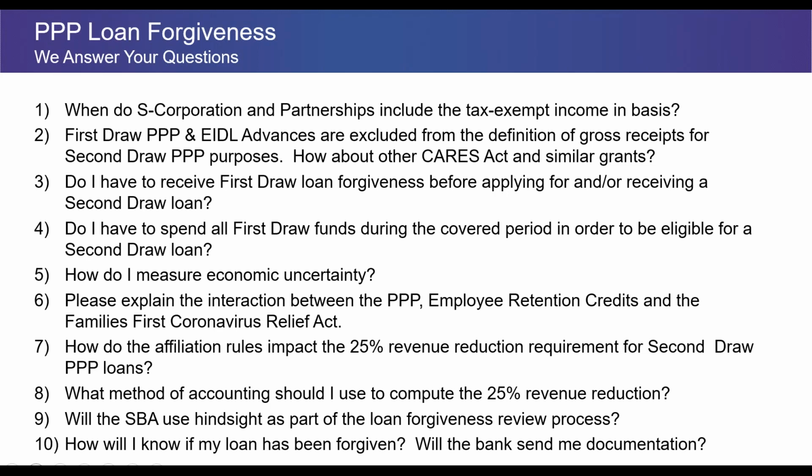Number 8, what method of accounting should I use to compute the 25% revenue reduction? So if you go to the handouts and look at the FAQs that the SBA put out, there is some information about accounting methods, and pretty much it says that you should use the accounting method that you're using. So if you are on a cash basis, you should use cash basis. If it's the accrual basis, you should use the accrual basis. Now we could probably argue that if you're on the cash basis for tax purposes and accrual basis for financial statement purposes, there might be a difference, but there is a recommendation of being consistent. And obviously, if you're trying to fudge the numbers, that's not going to get you anywhere. So it's going to depend on what method you actually are using.